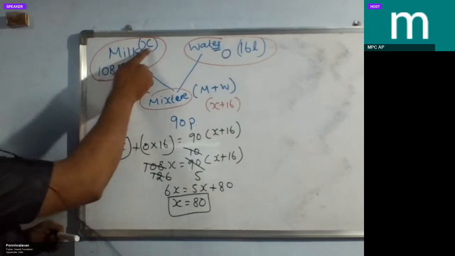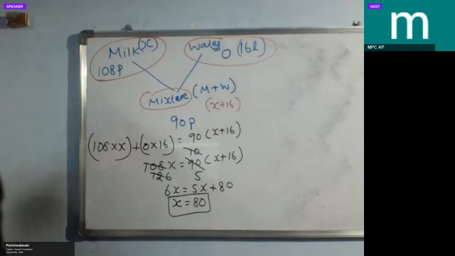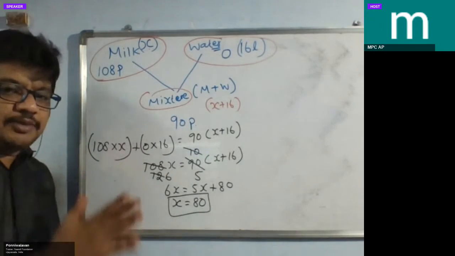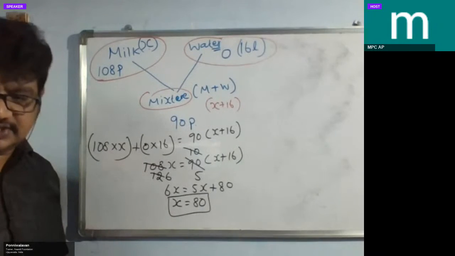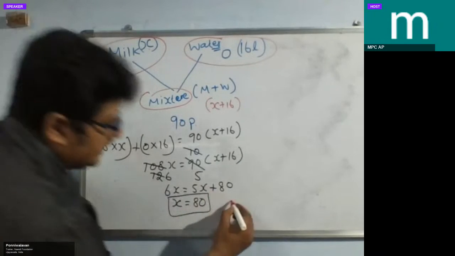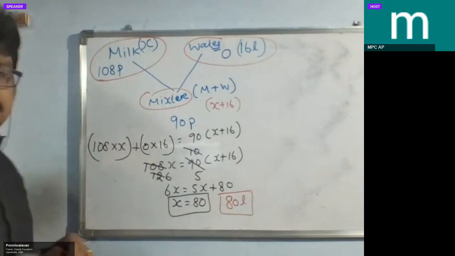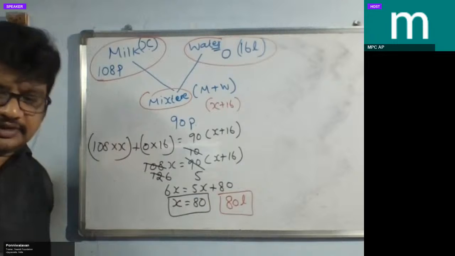So what is the total amount of milk? 80 liters. Are you clear now?